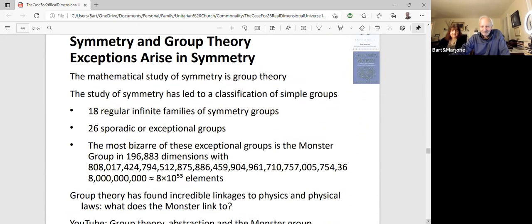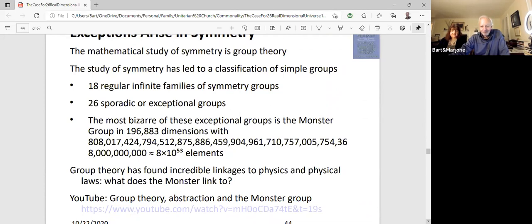The other thing that we saw was the study of symmetry here. And we saw in the study of symmetry that there were 18 regular families of symmetry that cover most of the rotations and translations and everyday types of symmetries. But then there were 26 things that just didn't fall into any category, and they were called sporadic or exceptional. And the most bizarre of these was the 196,883 dimensional space that had almost 10 to the 54th elements in it.